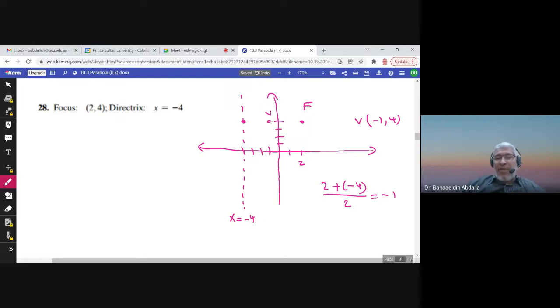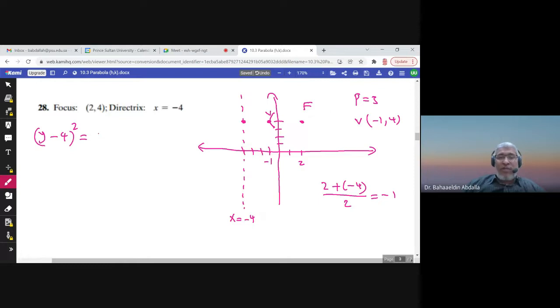And this is the vertex, this is the focus, so the graph opens to the right. So the equation is y squared equals x. So y minus k squared equals, now what is p? P is the distance from the vertex to the focus. 2 minus negative 1 is 3. So P is 3, and it is positive because the graph opens to the right.